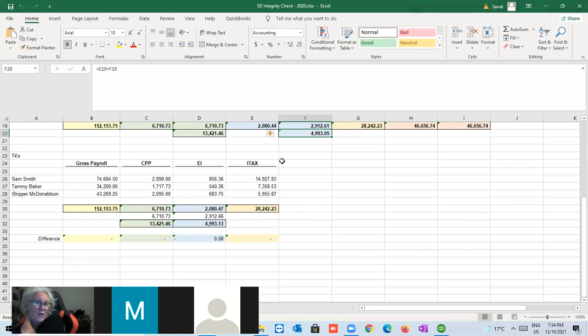So you can double check and cross check yourself. And if there is a little bit of a difference, then add it to the last remittance, right? Add it to the last remittance. So your T4 summary is zero and reconciled when it goes off to Revenue Canada.